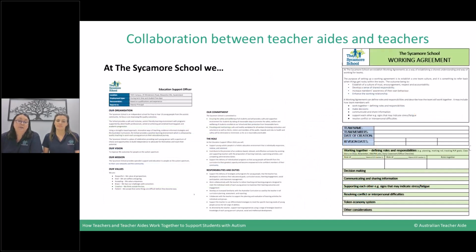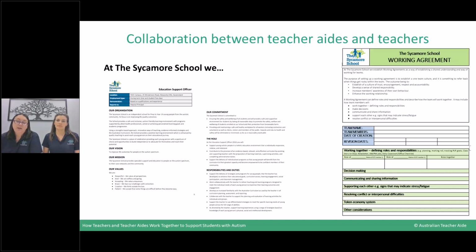I talked about the roles and responsibilities being really important that everyone's clear on what they are. So our statement on the left there is our role description, where we look at, this is one for, we call them education support officers in our setting. So our ESOs know what their role is and what their responsibilities and duties are. We then translate that into what we call a working agreement. So the partners in that classroom, the teacher and the teacher aide, spend some time at the start of the year and then revisit it through the year.